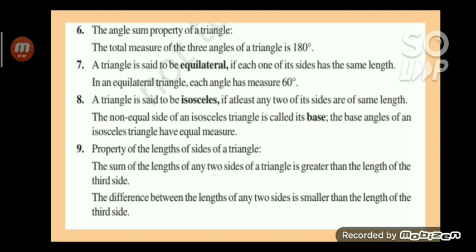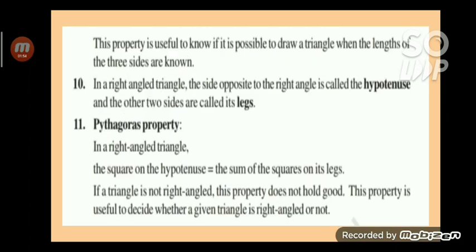Property of the lengths of the sides of a triangle. The sum of the lengths of any two sides of a triangle is greater than the length of the third side. The difference between the lengths of any two sides is smaller than the length of the third side. This property is useful to know if it is possible to draw a triangle when the lengths of the three sides are known.